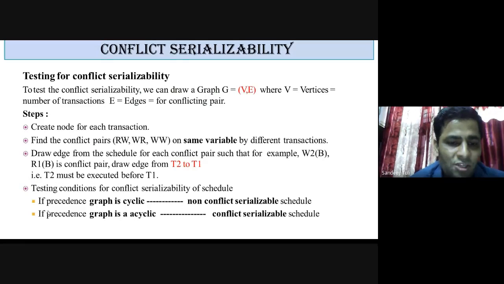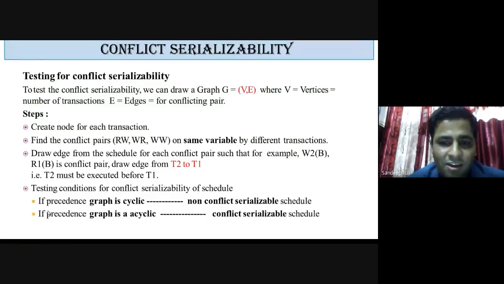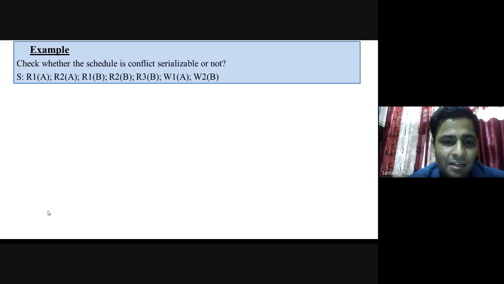In this way, you can identify whether the given schedule is conflict serializable or not. That is what the algorithm is. Again, coming to the example, we first create the nodes. We have created 3 nodes. Then we identified the conflicting pairs. Then we drew edges based on those pairs. Finally, we tested whether the graph is cyclic or acyclic. Is the algorithm clear now? Yes, sir. So this is the way of identifying conflict serializability.